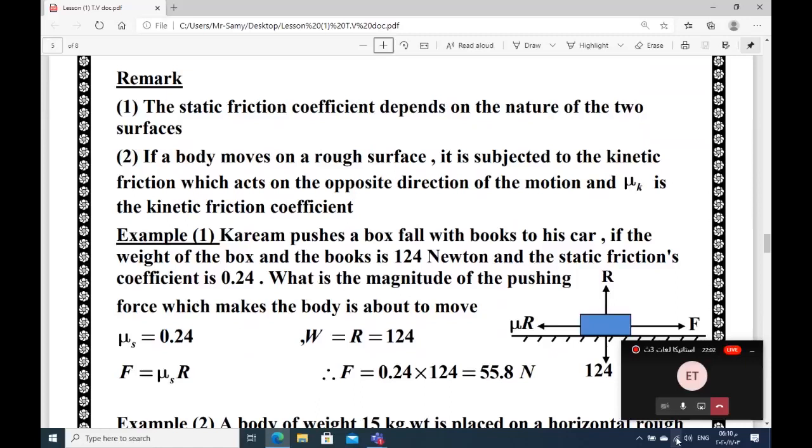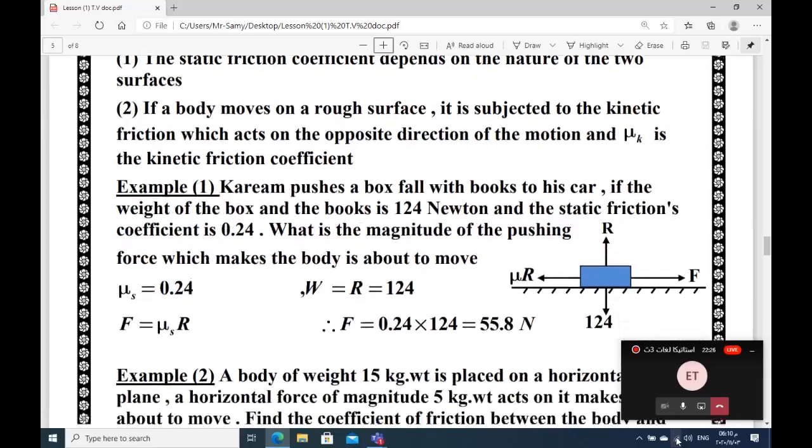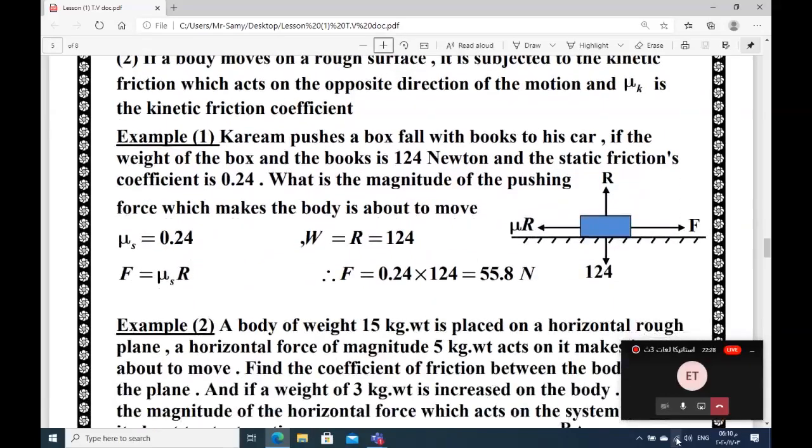What is the comparison between mu k and mu s? Thanks, Mr. Salim. When you compare mu s and mu k, we know that the static friction force is more than the kinetic friction force. Then we deduce that mu s is more than mu k. Why? Because F s is more than F k.